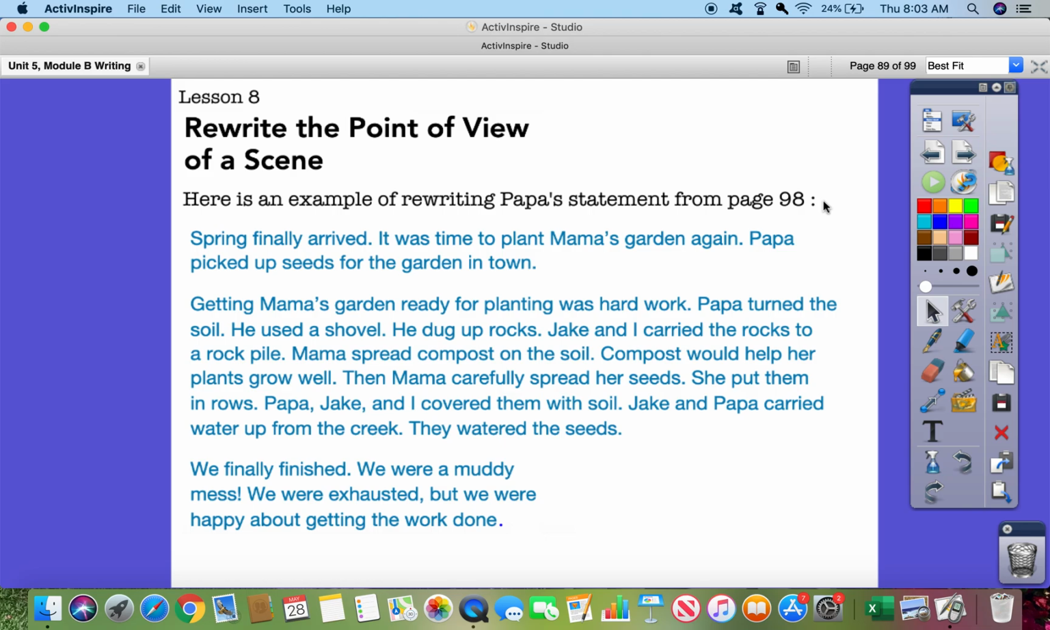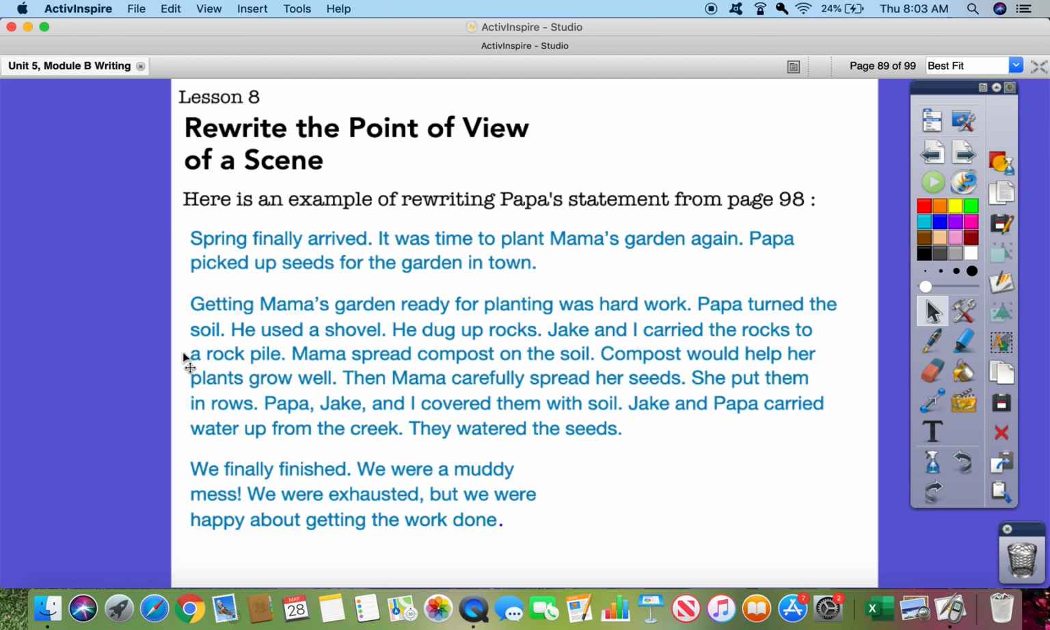So, to rewrite the point of view of a scene, here's an example of rewriting Papa's statement from page 98. Spring finally arrived. It was time to plant Mama's garden again. Papa picked up seeds for the garden in town. Getting Mama's garden ready for planting was hard work. Papa turned the soil. He used a shovel. He dug up rocks. Jake and I carried the rocks to a rock pile.